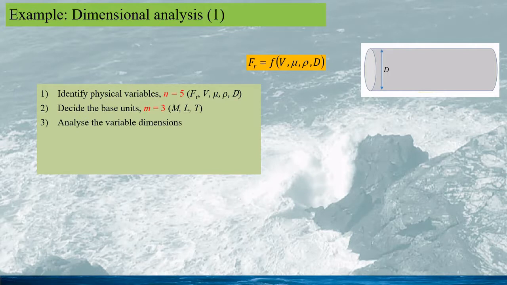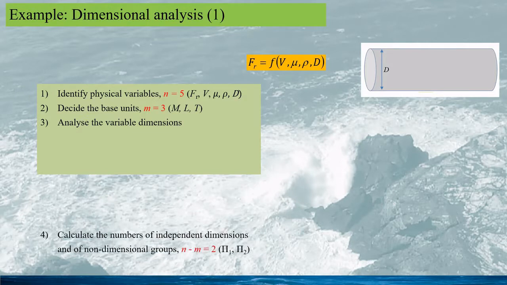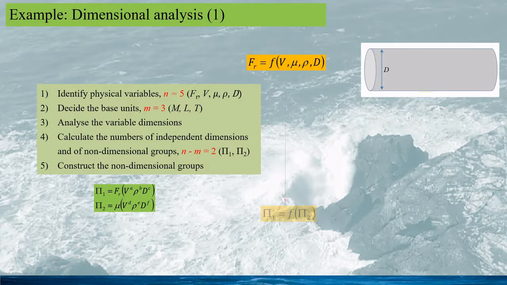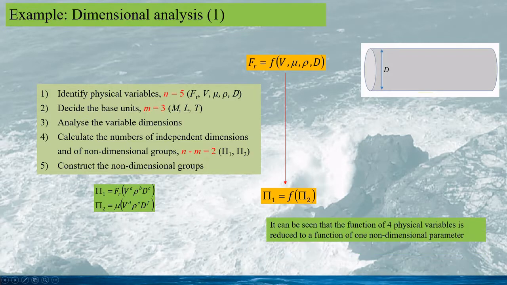And we can also make the dimensional analysis for the variables. Based on the above analysis, we can determine the number of independent dimensionless groups. n minus m equals 2, so we will have 2 dimensionless parameters, pi 1 and pi 2. After that, we need to construct the non-dimensional groups as this. And then the function can be reduced as this. So you can see, after the dimensional analysis, the function of 4 physical variables is reduced to a function of 1 non-dimensional parameter. As such, the problem can be much simplified.